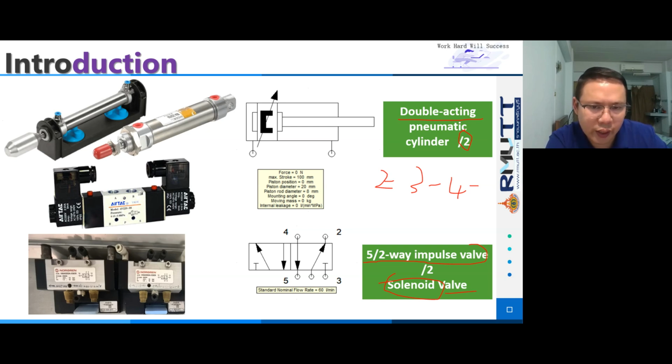For the 5/2-way impulse valve, the pneumatic valve is controlled by applying pressure at connection 1-4 and connection 1-2. The valve's operating position remains until an opposite signal is received by the valve. We can use 2.